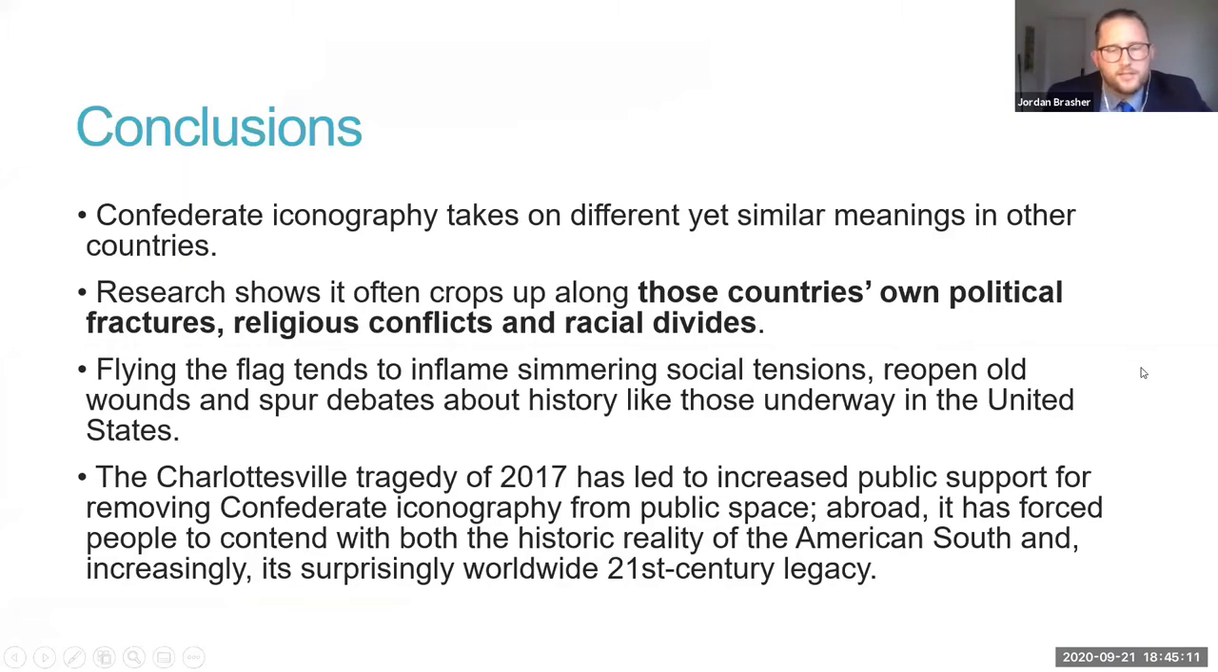So from these three case studies that I've offered you here, we can draw some brief conclusions. First, we can see that Confederate iconography takes on different yet similar meanings in other countries. Research shows that it crops up along those countries' own political fractures, religious conflicts, and racial divides. Flying the flag tends to inflame simmering social tensions, reopen old wounds, and spur debates not altogether unlike those underway in the United States. In particular, the Charlottesville tragedy of 2017 has led to increased public support for removing Confederate iconography from public space at home, while abroad, it has forced people to contend with both the historic reality of the American South and increasingly its surprisingly worldwide 21st century legacy.